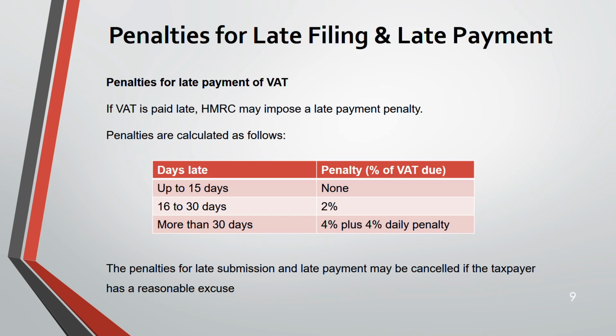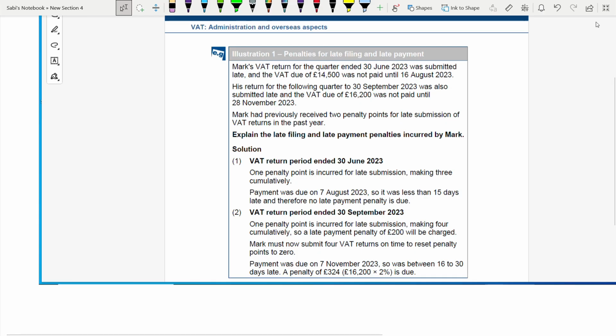Now let us do a question. Illustration 1. Now you have to explain the late filing and late payment penalties incurred by Mark. Mark's return for the quarter ended 30th June was submitted late. VAT due of £14,500 was not paid until 16 August. Now, his return for the following quarter to 30th September was also submitted late, and VAT due of £16,200 was not paid until 28th November. Mark had previously received 2 penalty points for the late submission of VAT returns in the past year.